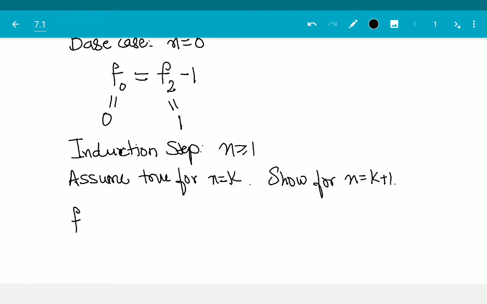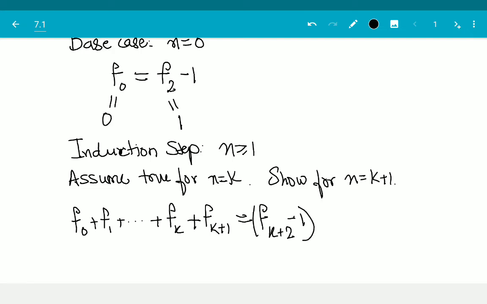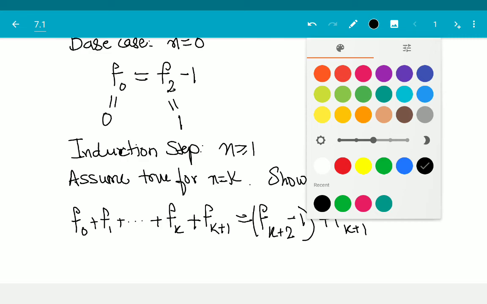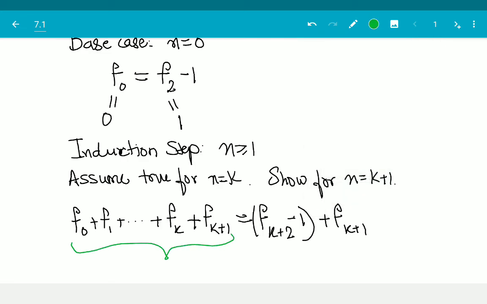So I am going to assume that f of 0 plus f of 1 plus all the way up to f of k plus f of k plus 1. Well, this is equal to f of k plus 2 minus 1, right? Plus f of k plus 1 by my induction hypothesis, because this is exactly equal to this by assumption.